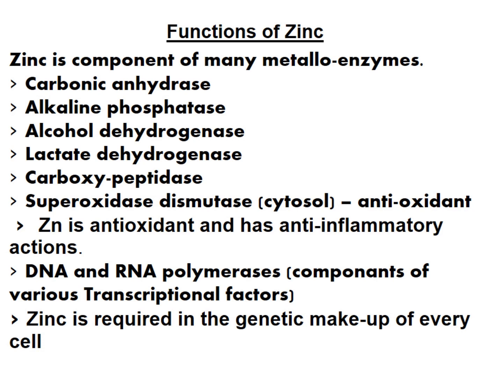The two important enzymes are DNA polymerase and RNA polymerase. DNA polymerase is required for the process of replication, that is the formation of daughter DNA from the parental DNA, and transcription is copying of DNA in the form of various RNA molecules. RNA polymerases require proteins which are called transcriptional factors. These transcriptional factors require zinc, and they facilitate the binding of the RNA polymerase to the DNA strand which is supposed to undergo transcription. So in short, we can say that zinc is required in the genetic makeup of every cell.